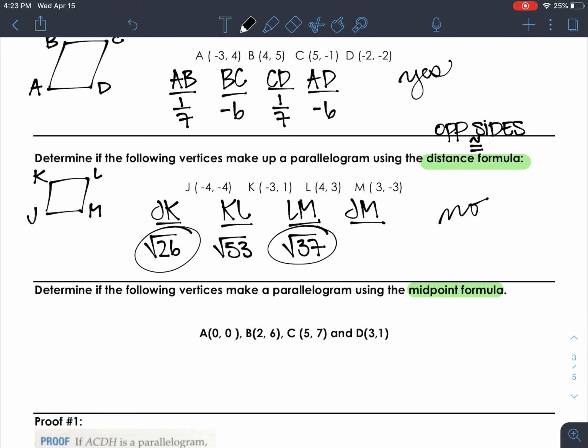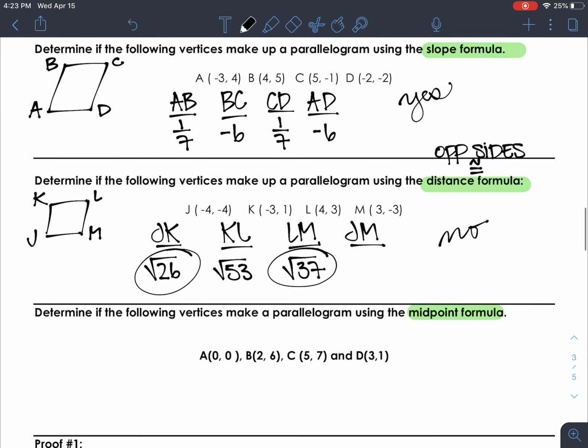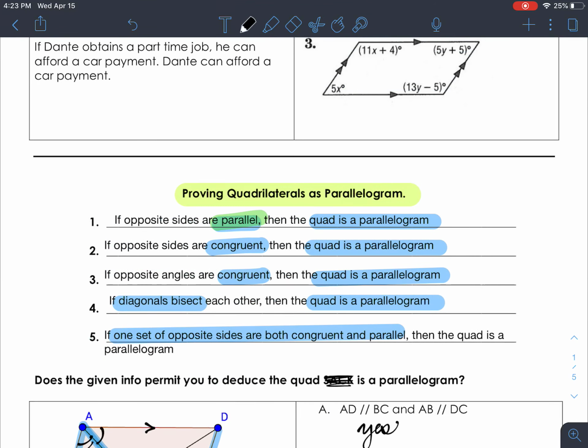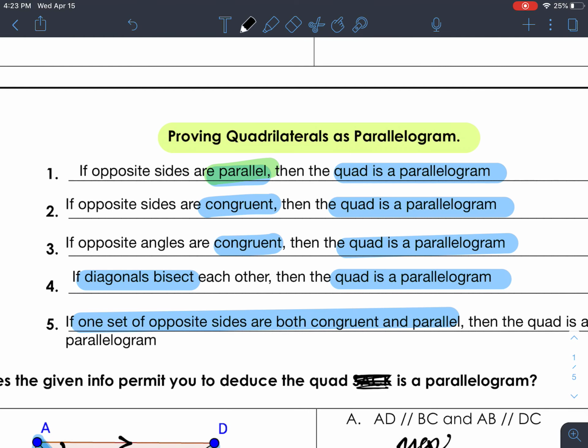They're not congruent. So for my last one, it says, determine if the following vertices make a parallelogram using the midpoint formula. If we go back up to that list and ask ourselves, which of those 5 different methods would the midpoint help us with? It's going to be number 4, where if the diagonals bisect each other, that means that they're meeting at the midpoint.